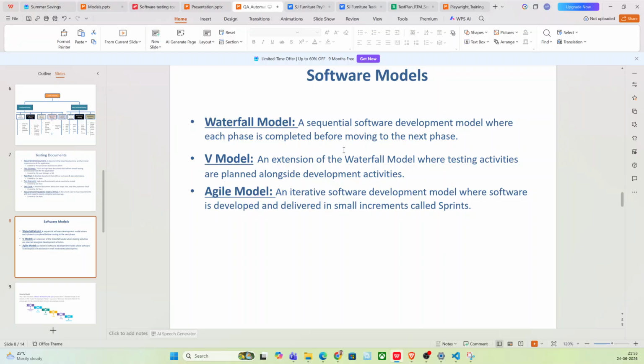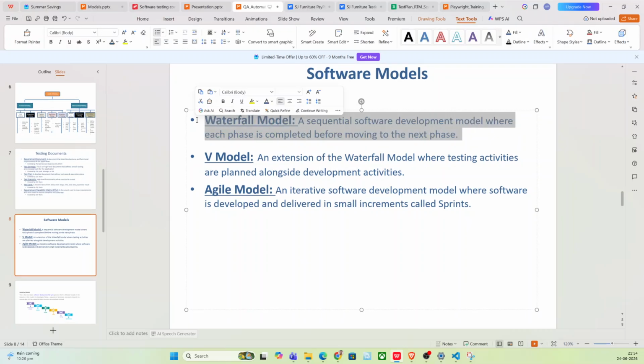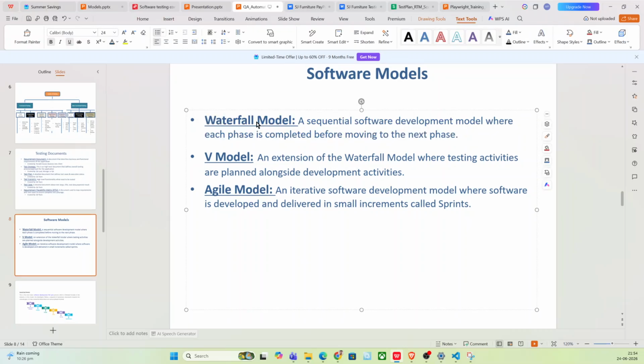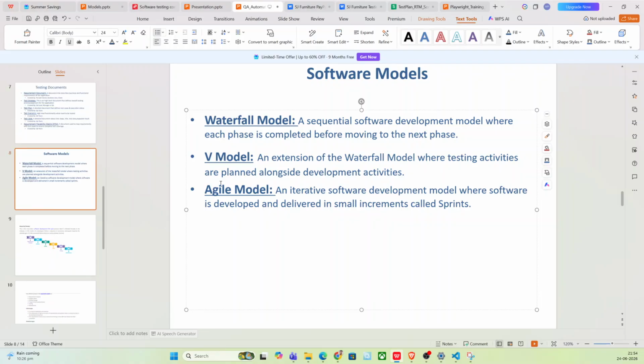Basically, a waterfall model is a sequential software development model where it has multiple phases. Let's suppose phase one, phase two, phase three, phase four. Until phase one is completed, we don't go to phase two. Until phase two is completed, we don't go to phase three. That's what the name waterfall model means, the drops, right? One by one, drops will fall onto the ground, right? So that's the waterfall model. I will explain in detail also.